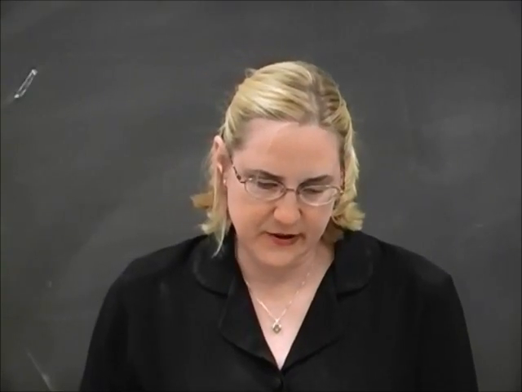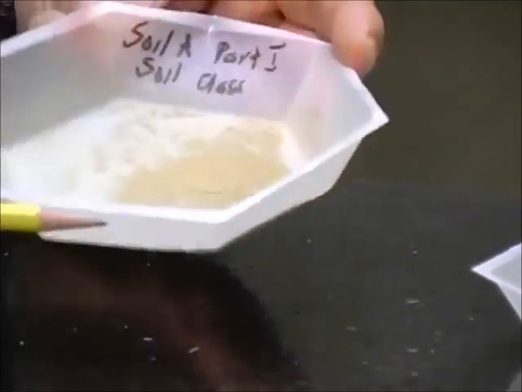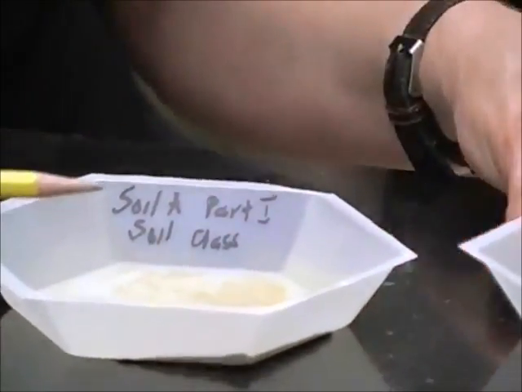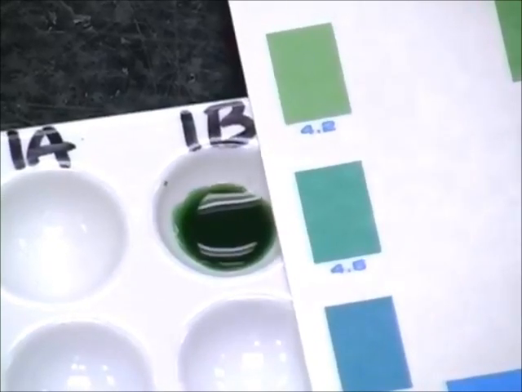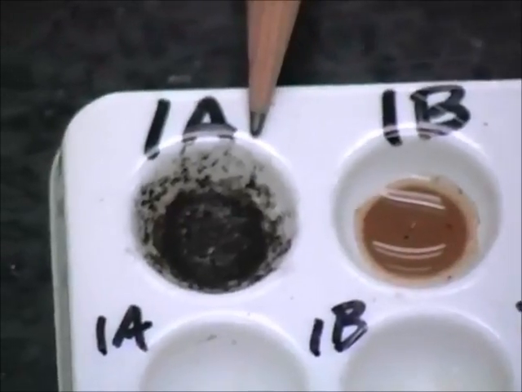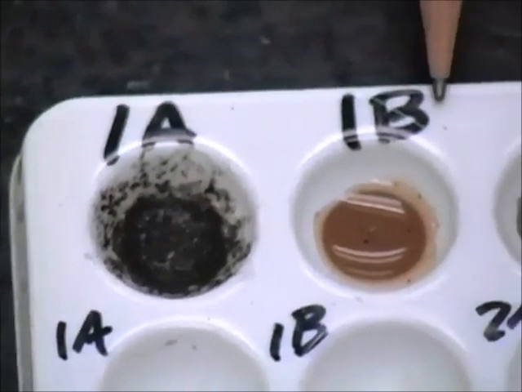So those are the things that we're going to try to test for in the lab. We're going to test for texture and try to understand something about sand, silt, and clay. We're going to test for humus content. We're going to test for pH, and we're going to examine some of the colors of soils from three profiles that were taken in New Jersey.